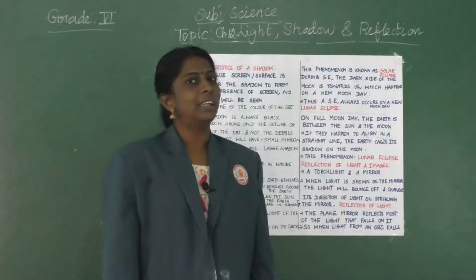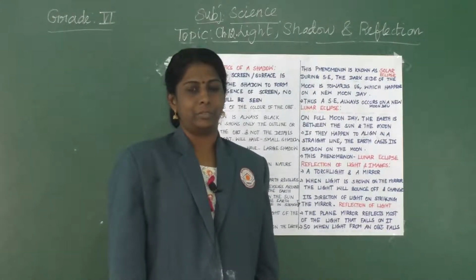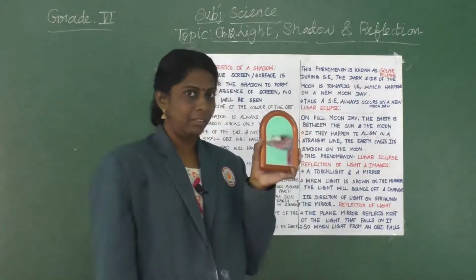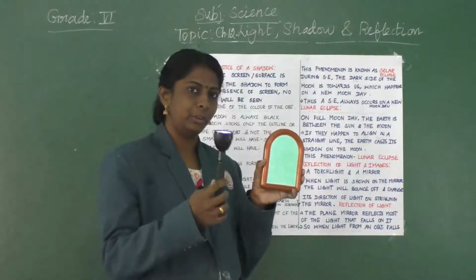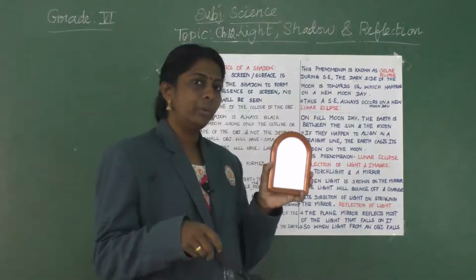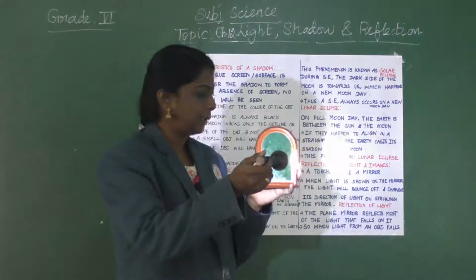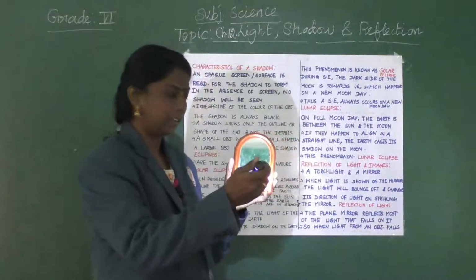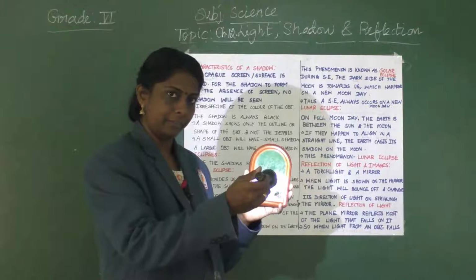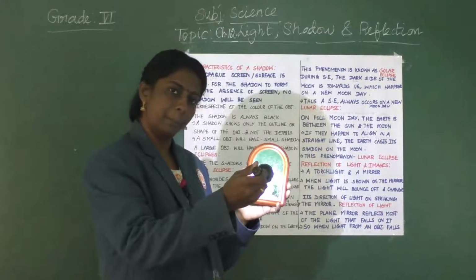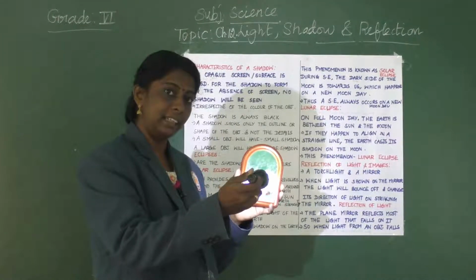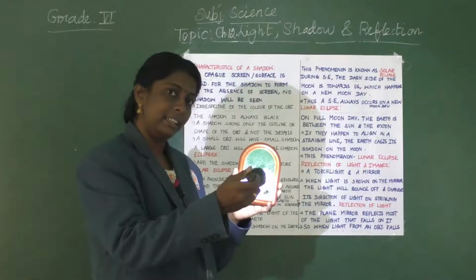Yes, children, now let us learn about reflection. What is that? Reflection. For that, I am going to show you a plain mirror and a torchlight. I am going to shine light on the plain mirror. Can you see? Yes. Now light is falling on the mirror, and it bounces off. It changes its direction. The mirror receives the light and changes the direction of the light.